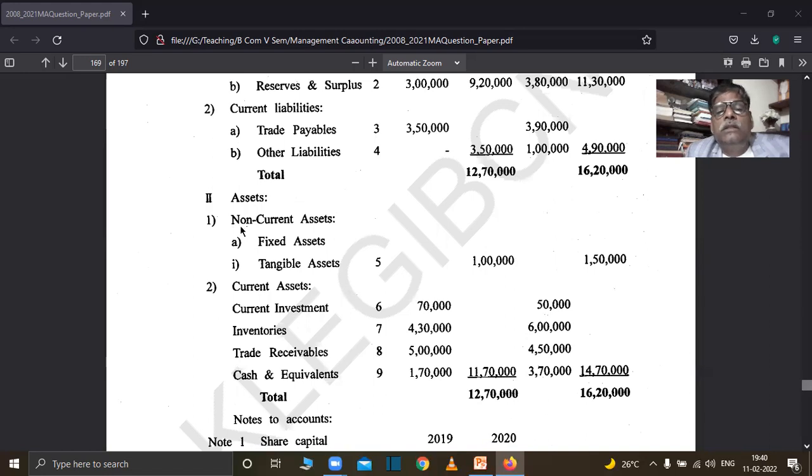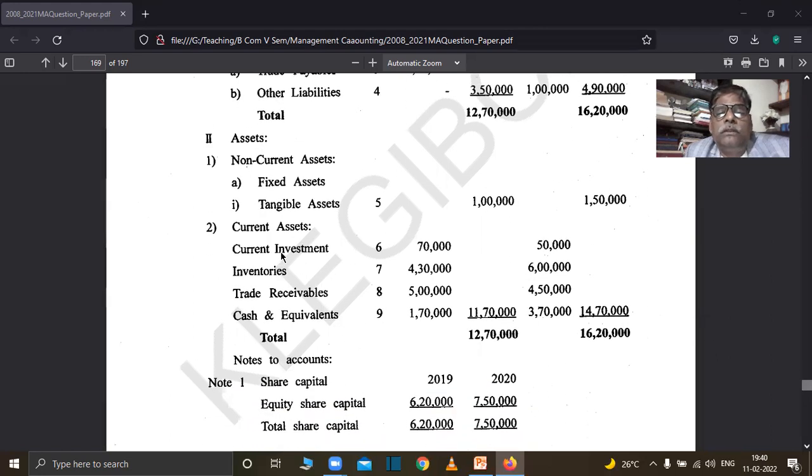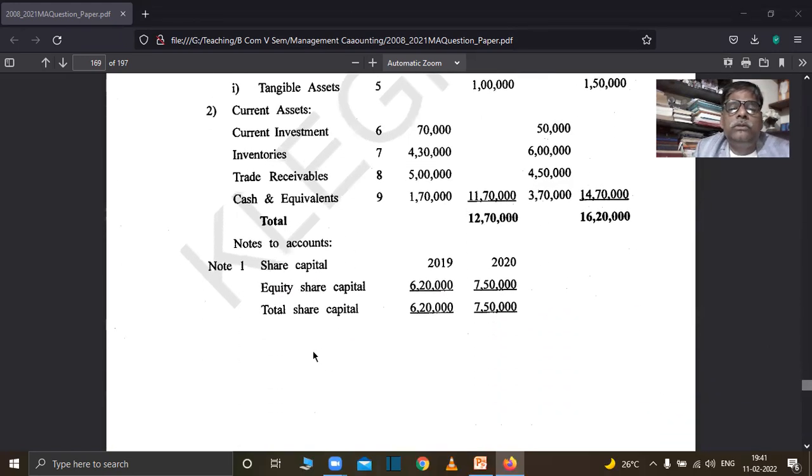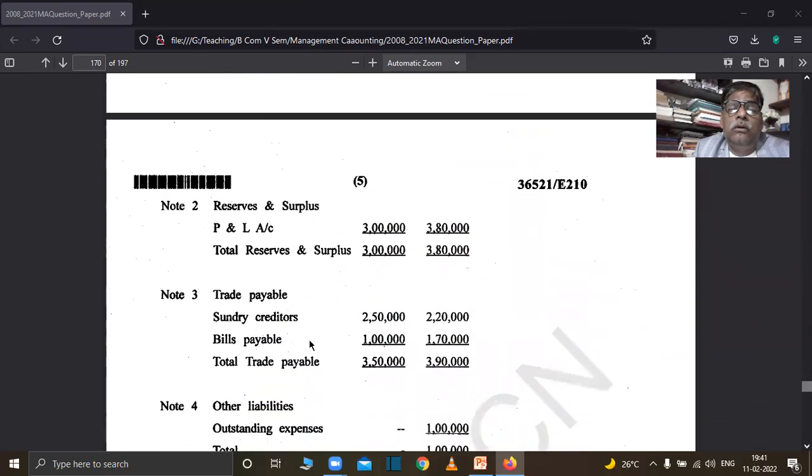In the assets, non-current asset is there, then current asset. In the current asset, first is current investment, second is inventory, third is trade receivable, fourth is cash and cash equivalent. You take these four assets and these liabilities, see the changes and prepare the statement. Okay, 5 marks question. So in the statement of changes in working capital, you have to check the note.